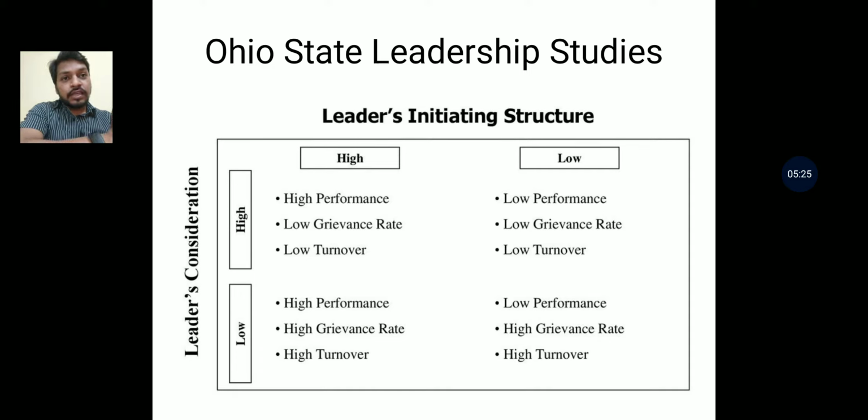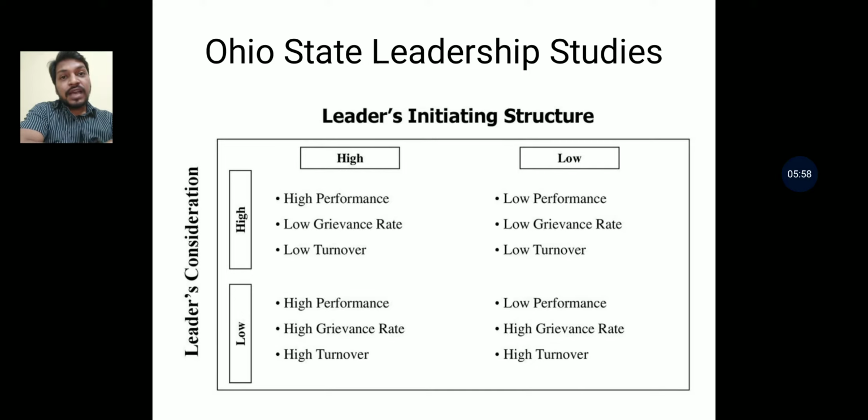So on the basis of this, there are various leadership behaviors that a particular leader can display. Just look at the right hand side corner behavior. When the leader's consideration is low and the leader's initiating structure is low, he is not initiating any structure, and he is not concerned about the people either. In that case, what will be the result? It will be low performance. The company will be low in performance.